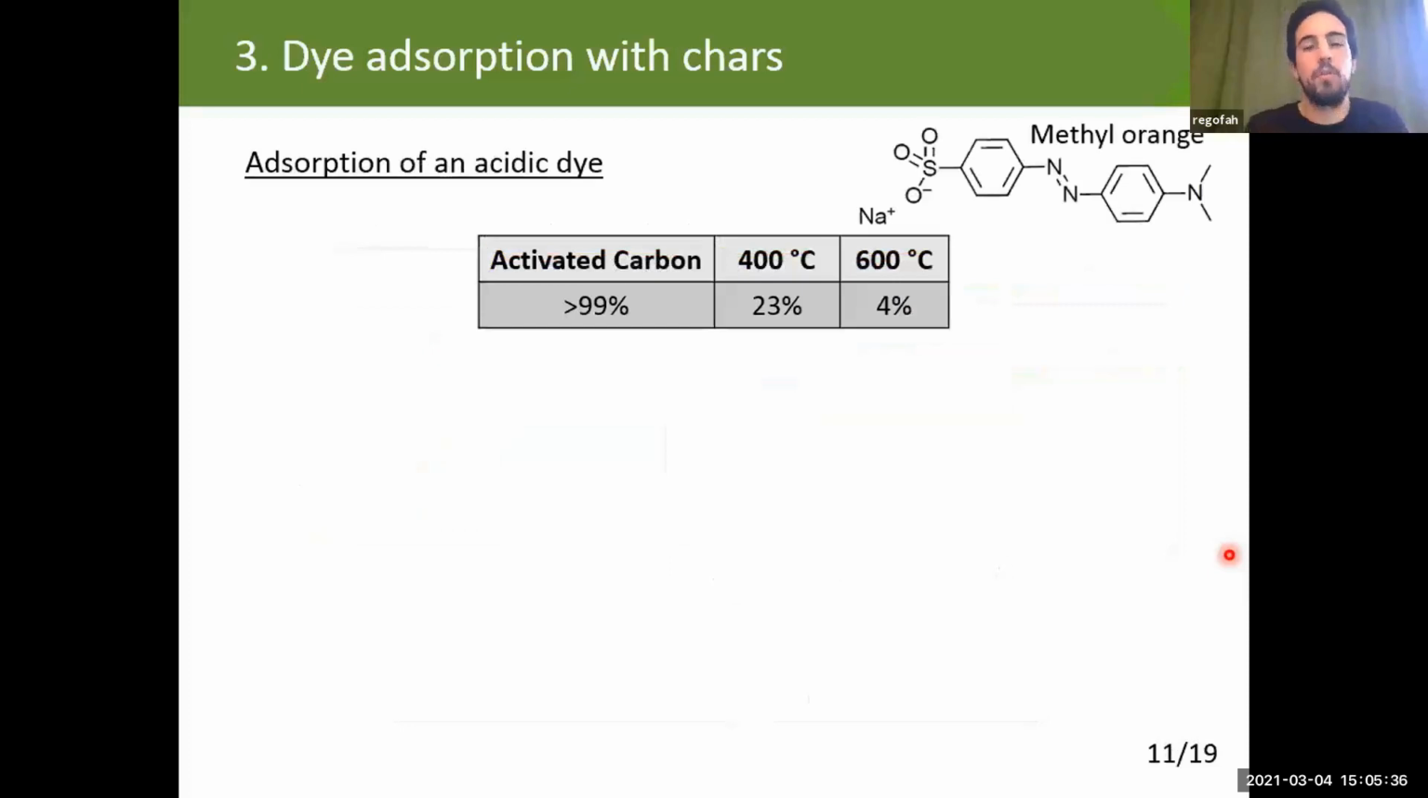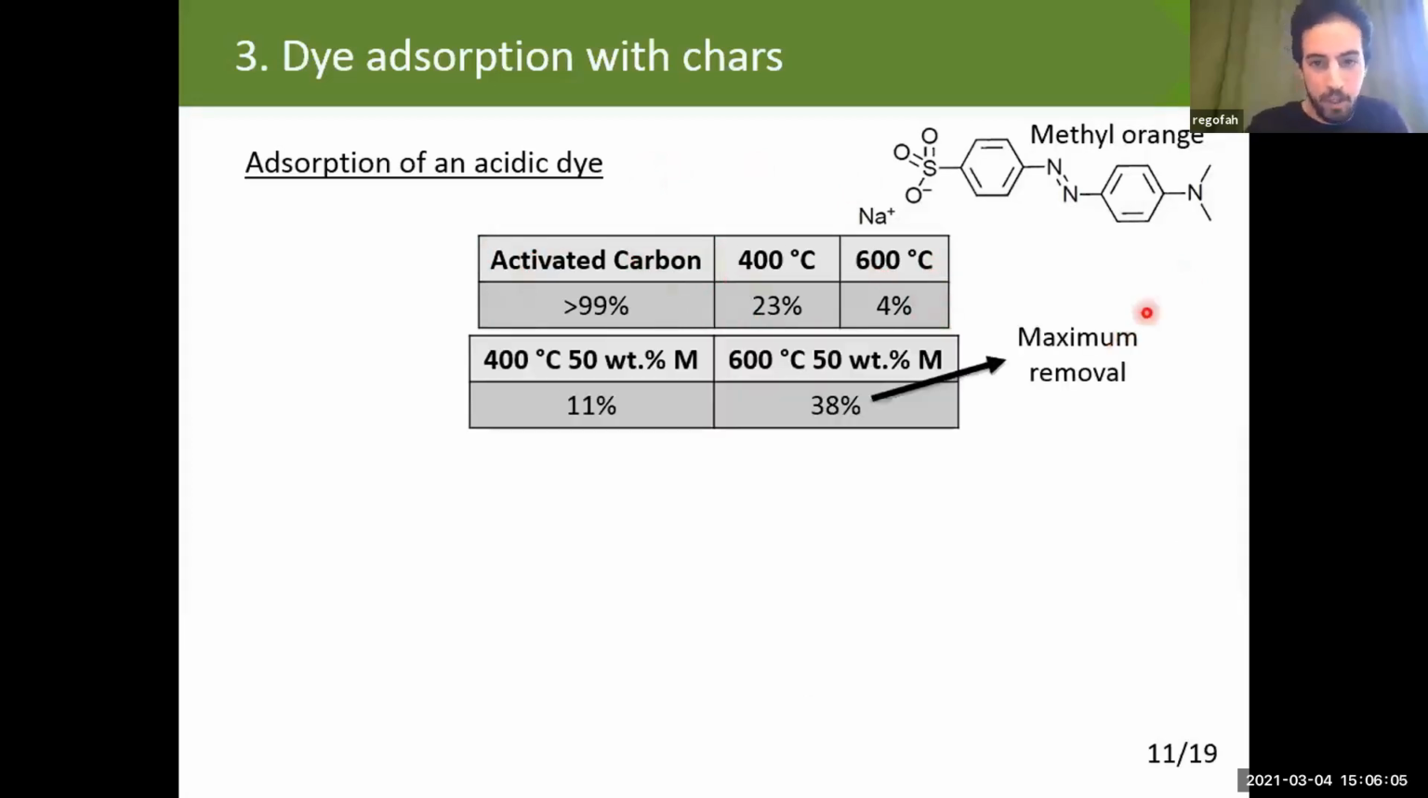So another thing I did to try to explain what was happening was I tried an acidic dye instead of an alkaline dye, which was methylene blue. So I tried methyl orange. And again, the activated carbon achieved very high performances. All of the acidic dye was removed. And then with the chars from slow pyrolysis, I saw that the performances were not close to what I achieved with methylene blue. And then testing other chars, this was the maximum removal I got with all the chars I produced, so 38%, which is not very good.